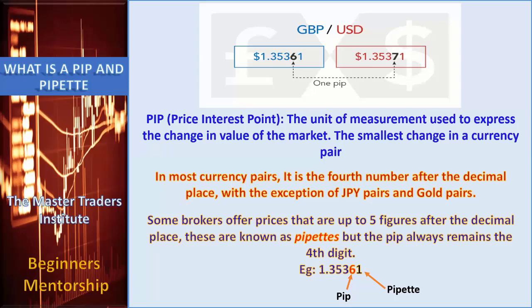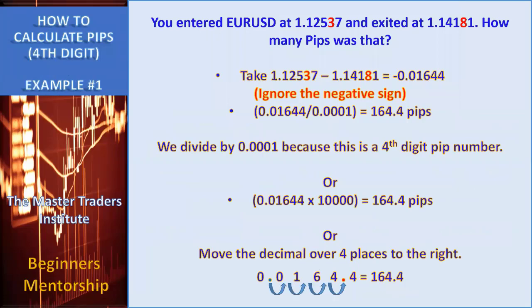Even if the broker offers you 10 digits after the decimal place, the pip is always the 4th digit after the decimal place for major currencies apart from JPY and gold pairs. So how do you calculate pips?